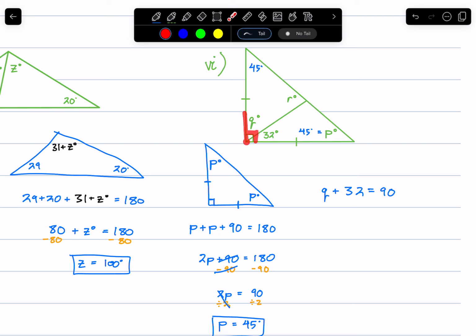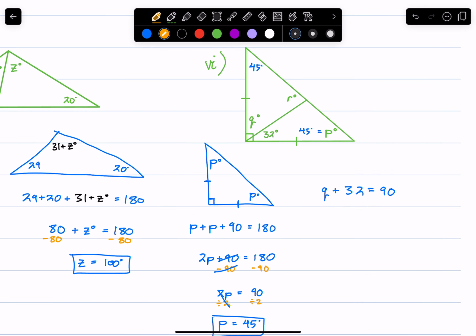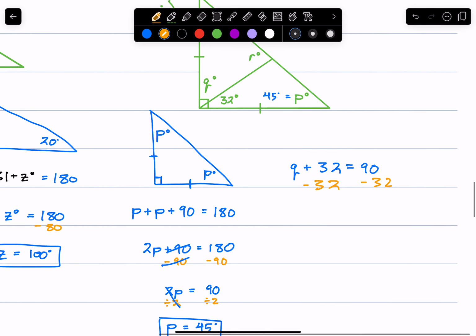This angle here is 90. And these two angles, Q and 32, make 90 degrees. From here, once again, you can see that this is just another algebraic problem, minusing 32 from each side. We get Q by itself because the 32's cancel.